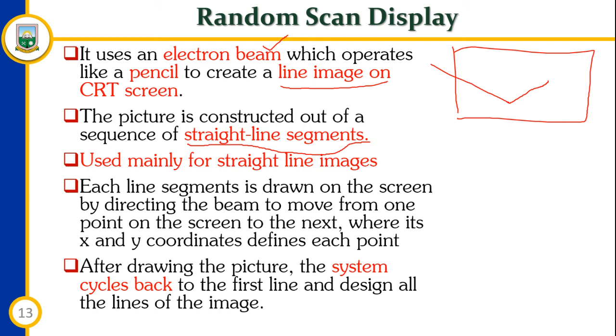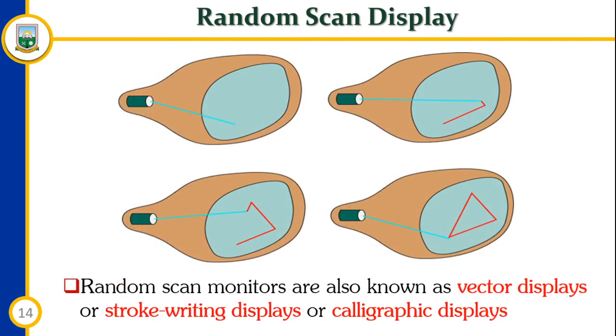So let's take a typical example of how it works. You should also be mindful that this usually happens between 30 and 60 times within a second. Now this is how the random scan display works.